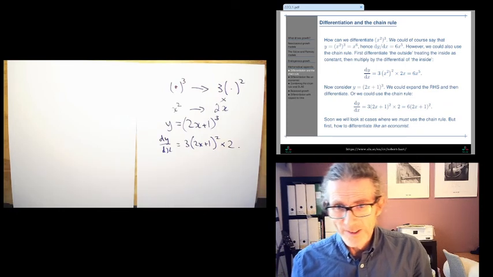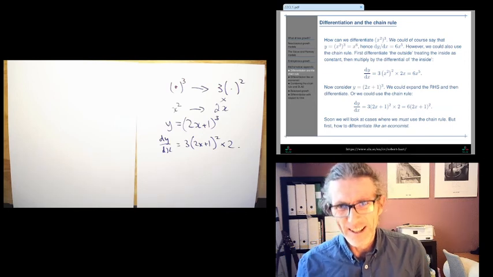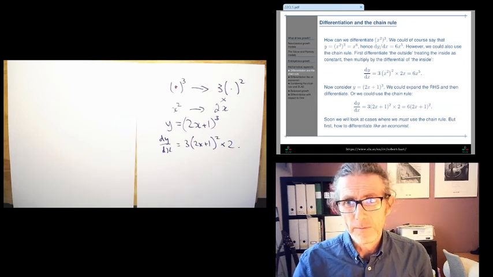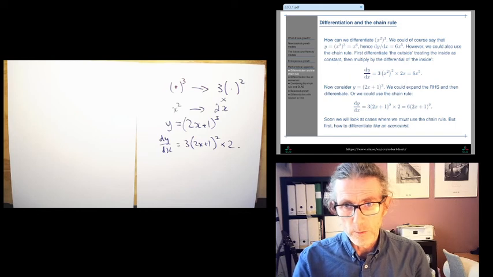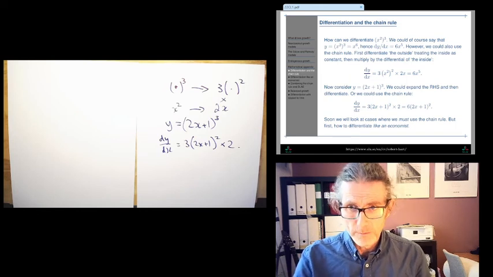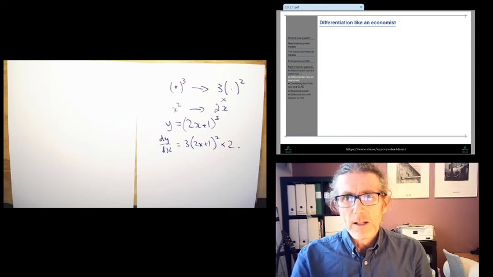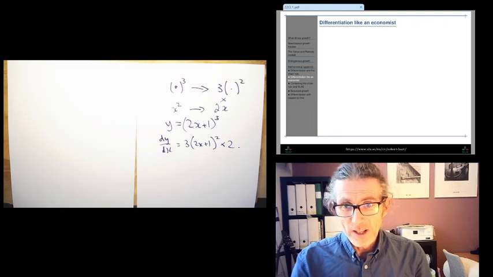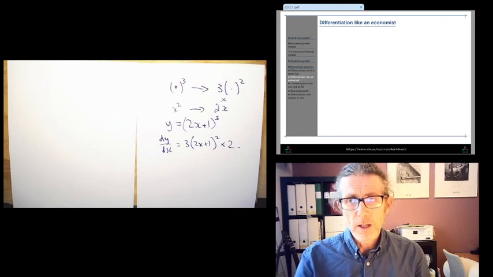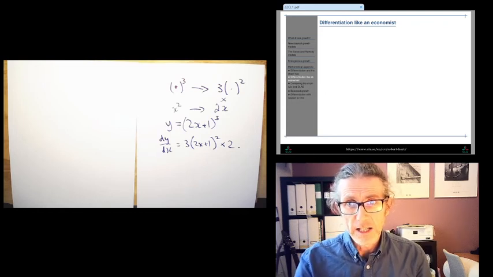Okay, so that's the chain rule. Very, very straightforward. Most of you probably quite happy with that, I hope. But if not, no matter. You'll soon get the hang of it. Okay, what about differentiating like an economist?